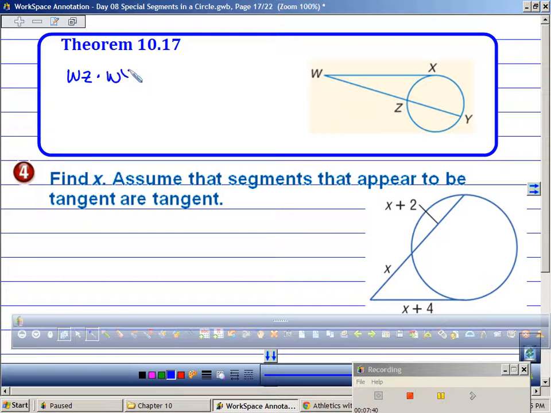times WY is equal to, can anybody guess? WX times what? Times itself. Okay? So it's the same as the last one, only there isn't anything else to multiply by, so you just have to square it. So let's use that for this one here.